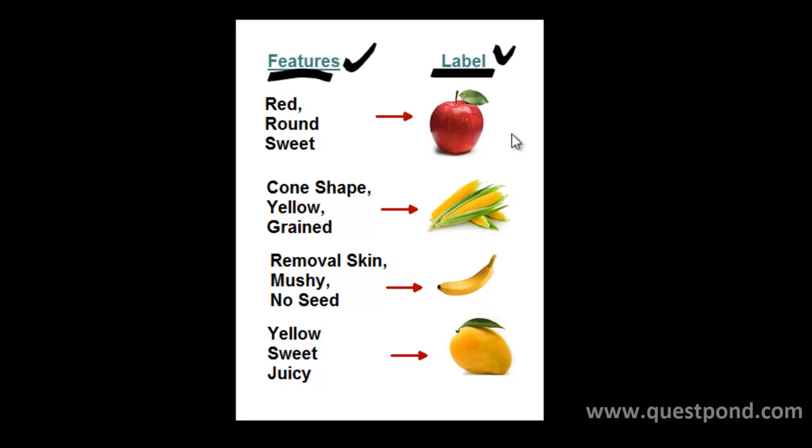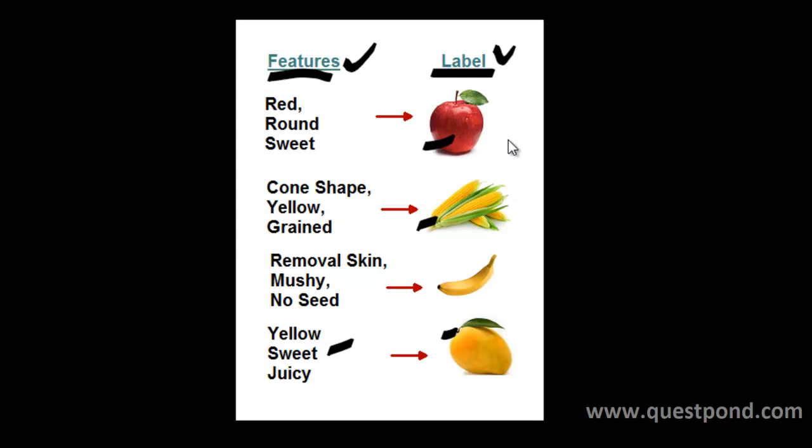So for example, I can say red, round and sweet. I'll tell the machine that when you see this red, round and sweet, think it is an apple. When you see a cone shape, yellow and grained, then you think it is a maize. When you see yellow, sweet and juicy, think it is a mango. So basically features are inputs, and labels are the things which we want the machine to think about for those features. So labels are outputs.